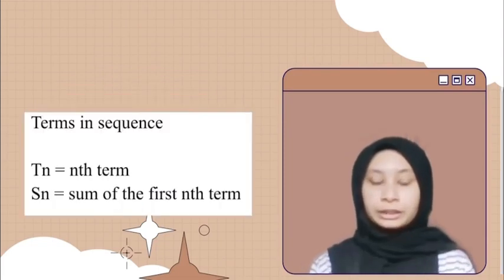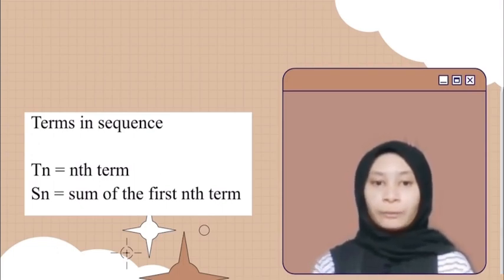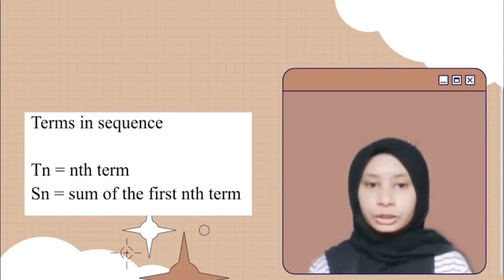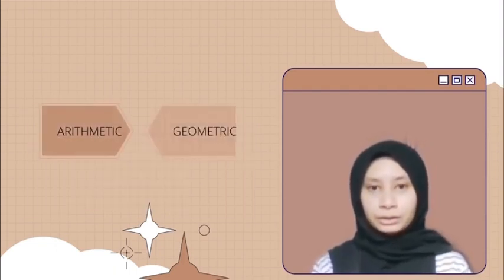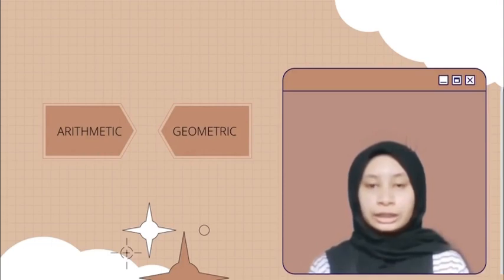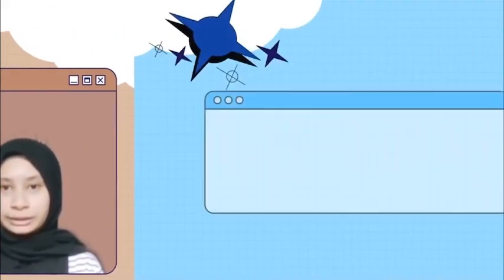There are many types of sequence and series in mathematics, but we only consider two common types. The nth term of a sequence is written as Tn. The sum of the first n terms is written as Sn. Sequence and series are divided into two types, which are arithmetic and geometric.